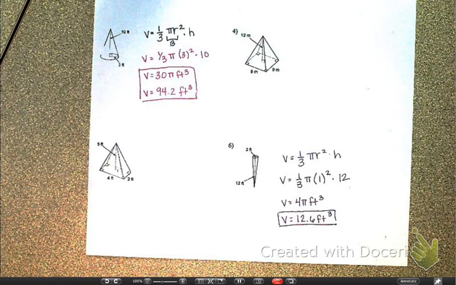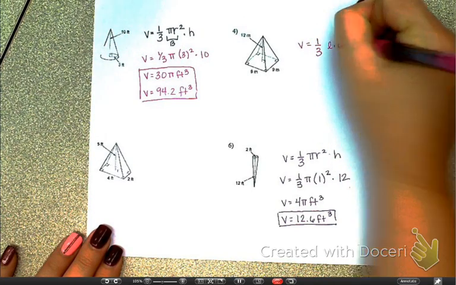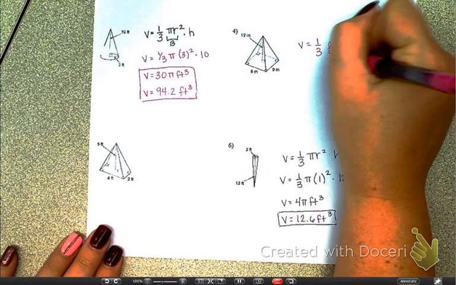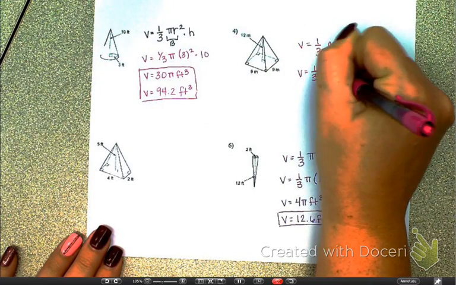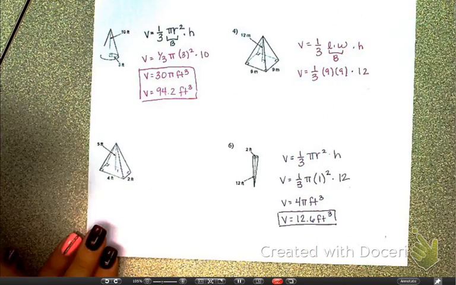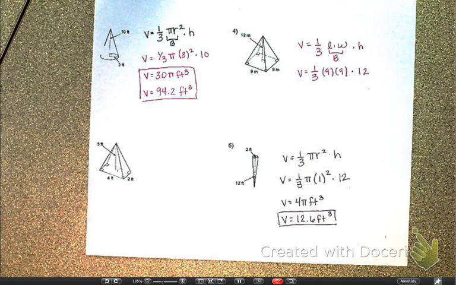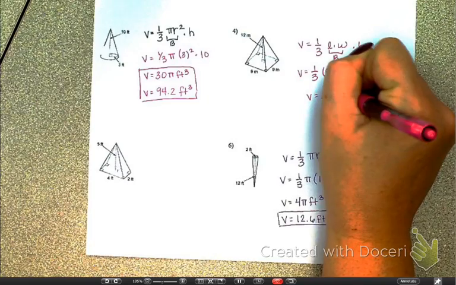Okay, I saw that some of you have already done 4 and 5, so I'm going to go through those. For number 4, what is the shape of the base for number 4? That's a square. So I'm replacing the big B with length times width, because it's a square, times the height of the whole thing. The length and the width are 9 and 9. The height is 12. 9 times 9 times 12 divided by 3 should give you 324 meters cubed.